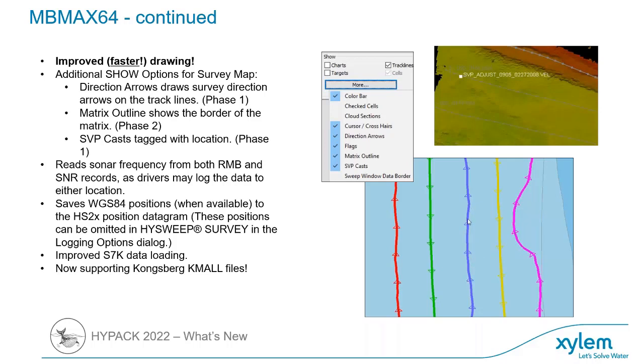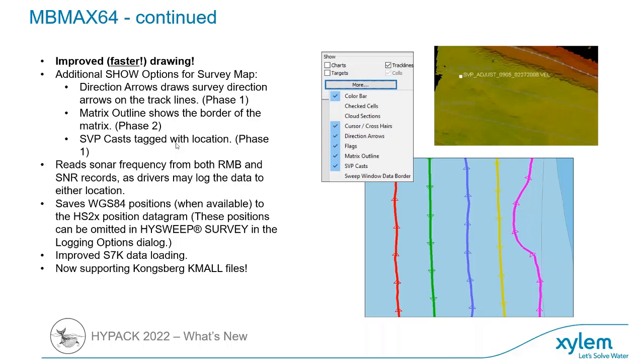I think at first they were added and somebody complained, well, they don't want to see them. So you start changing the show options in the top, and it starts getting a little bit more unwieldy. There's a lot of options. So you can click on more and just check and uncheck what you don't want to see on the screen. So we've added the options to turn on and off the direction arrows, the matrix outline that shows the border of the matrix, the SVP casts.